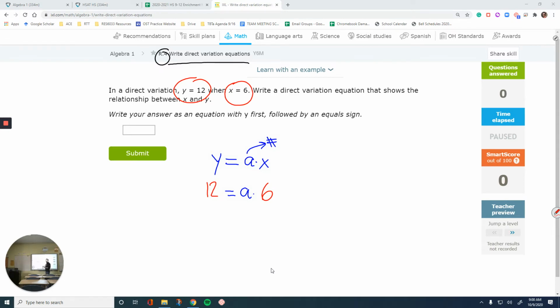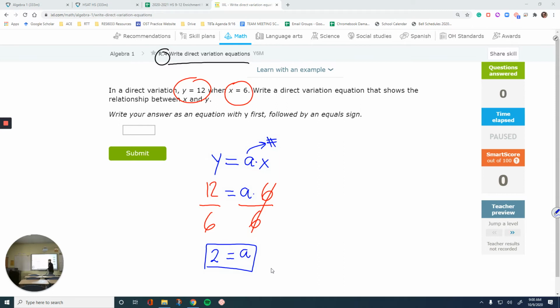So I need to do the inverse operation of multiplication. What I have right by a is multiplication. Its inverse, or the opposite, is division. So get the a by itself. If you're looking for the value of a variable, you need to get it by itself. So this is what I ended up with. Now I know that the relationship between x and y is this: a equals 2.